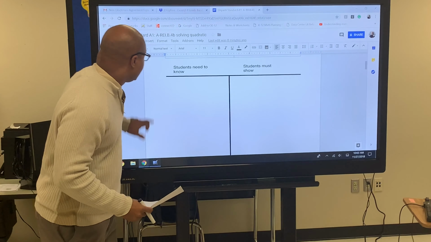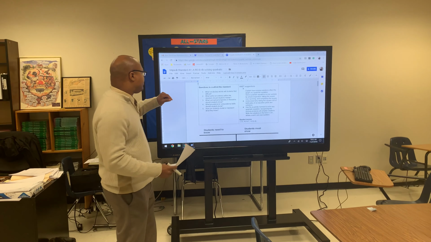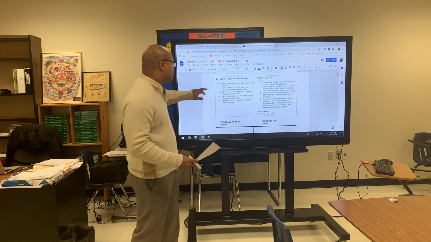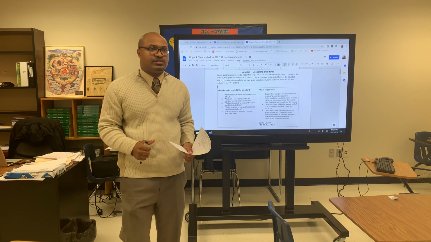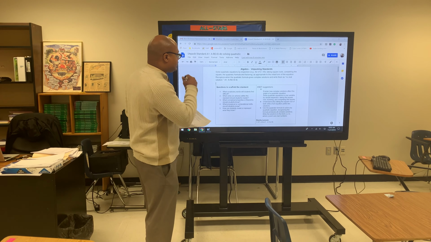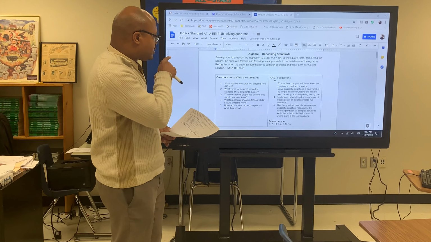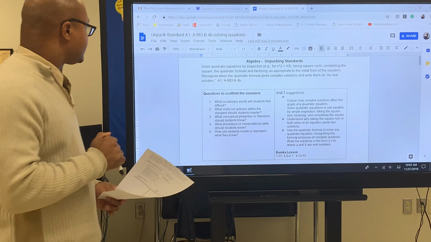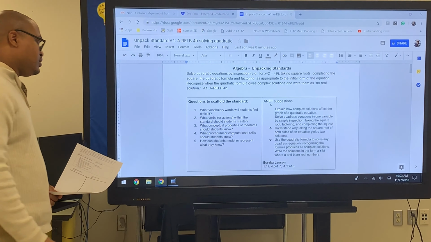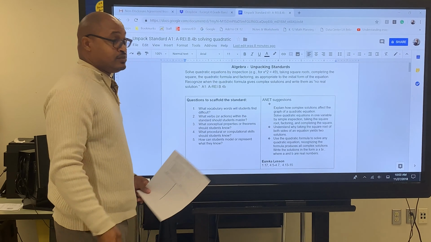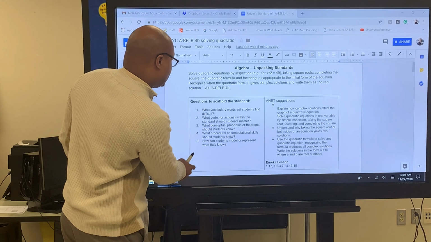All right, so let's go back real quickly to the top here. Next question: what verbs or actions within the standard should students master? What verbs should a student master? What do you think are some of the verbs that we should master here, just by looking at the standard? Verbs meaning tasks. Factoring. All right. Yeah, factoring. We said it earlier.